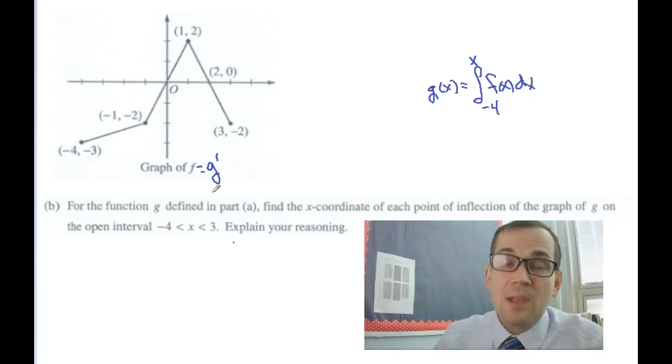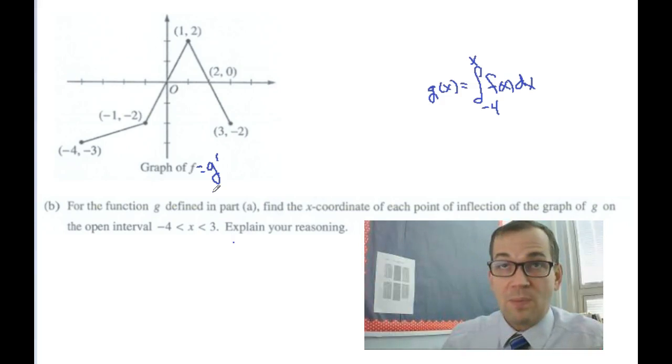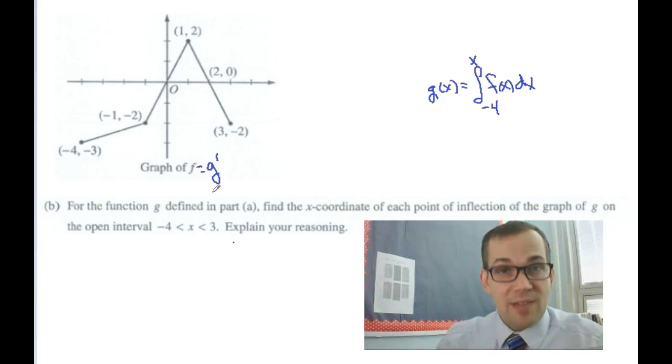graph of G prime. Now, if we reach back to first semester and we're talking about inflection points, the first thing that should come to your mind is that a graph has an inflection point if it changes from concave up to concave down, or vice versa. And that happens when its second derivative changes signs. Positive, negative, negative, positive. The problem is we don't have a graph of G double prime.